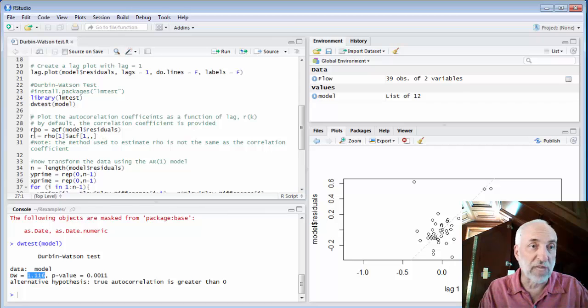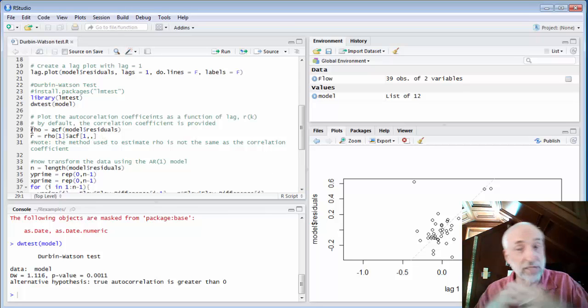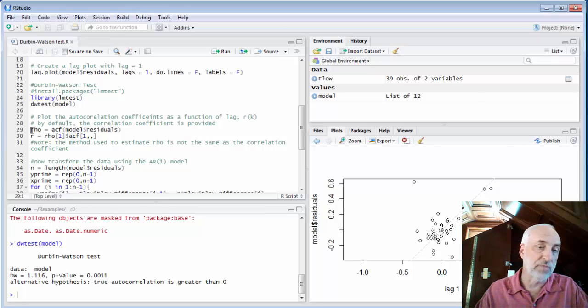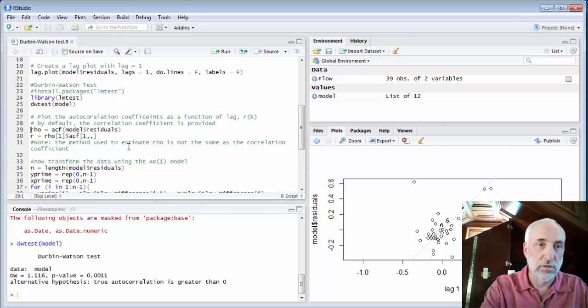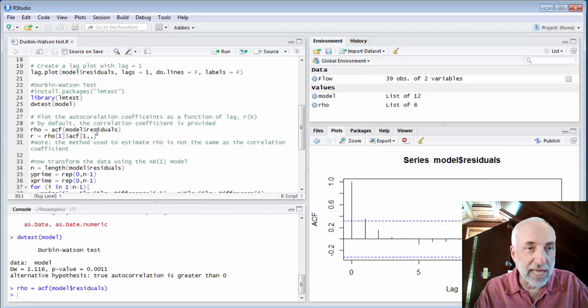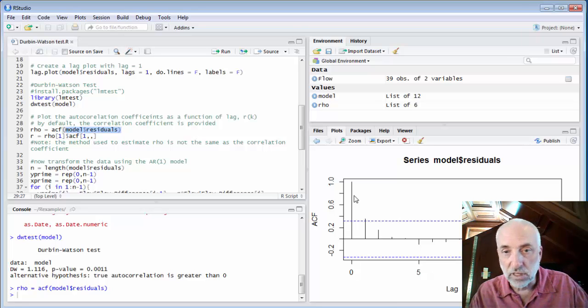What if we want to do something about it? Well, we first need to estimate rho and evaluate whether or not we think an AR1, an autoregressive lag 1 model, is appropriate. And here I'm going to use a function called ACF. I'll supply the model residuals to this function, and it will generate a plot and some statistics.